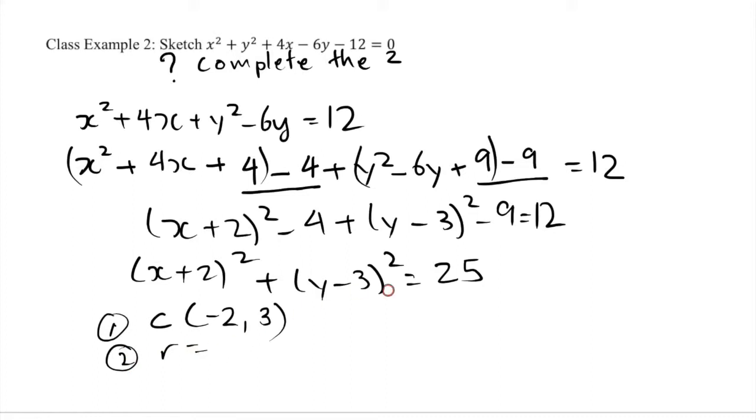And the radius is root 25. Make sure it's not 25, you have to root whatever number's here. In this case you get 5. Once you got those 2 steps, you can easily start sketching your graph.